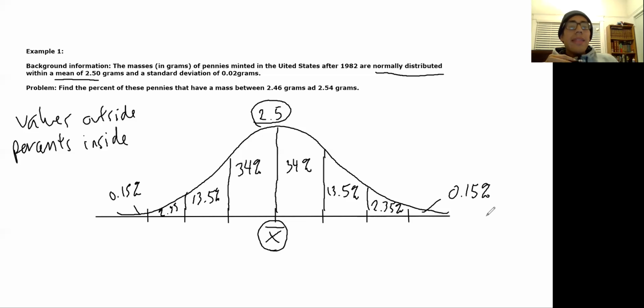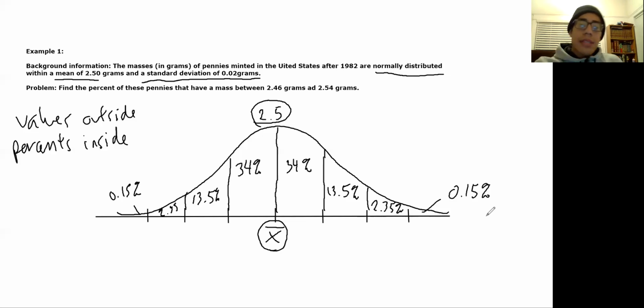Okay, then let's go back to the background where it says the mean is 2.5 grams and the standard deviation is 0.02 grams, okay? So we know that for every single line I'm either going to have to add 0.02, if it's on the right of the mean, or if it's on the left side of the mean, I'm going to have to subtract every single time.